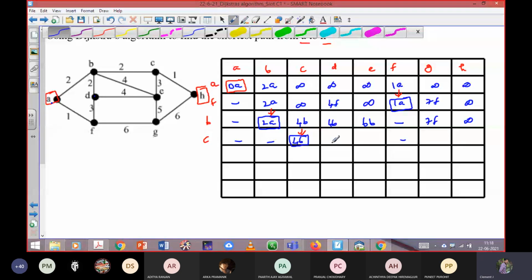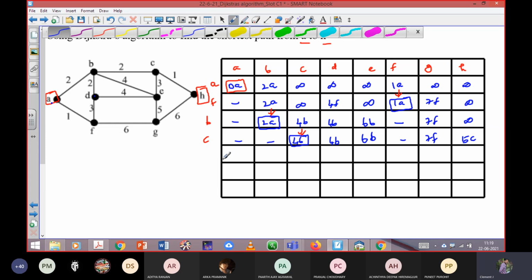Next, C to D: 4B. Actually, the original value is infinity, but when you compare with the previous one, 4B is the answer. Next, C to E: 6B only, very good. Next, C to G: 7F. C to H: 5C. So now it has started to replace the infinity for the first time.